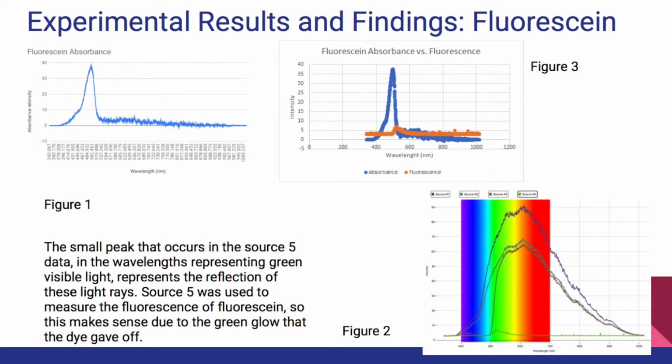The peak of the orange line shows that green light is reflected through fluorescence, and the peak of the blue line indicates that the main wavelength that is absorbed is blue light, with a slight overlap of green light. This overlap can also be accounted for from the error of the external light source.